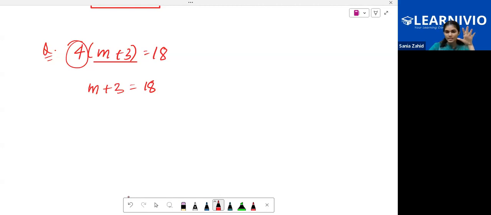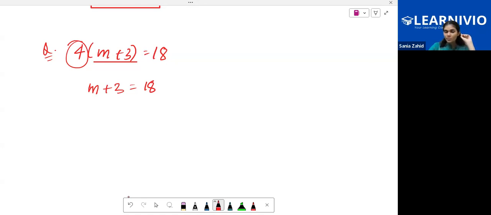Listen carefully. Listen first. How do we solve an equation? Whatever number is present with the variable, I have to remove that. So with m, I have to find the value of m. So what will I do? I will remove 4 and I will remove 3, right? That is my steps. Now, how will I remove 4?